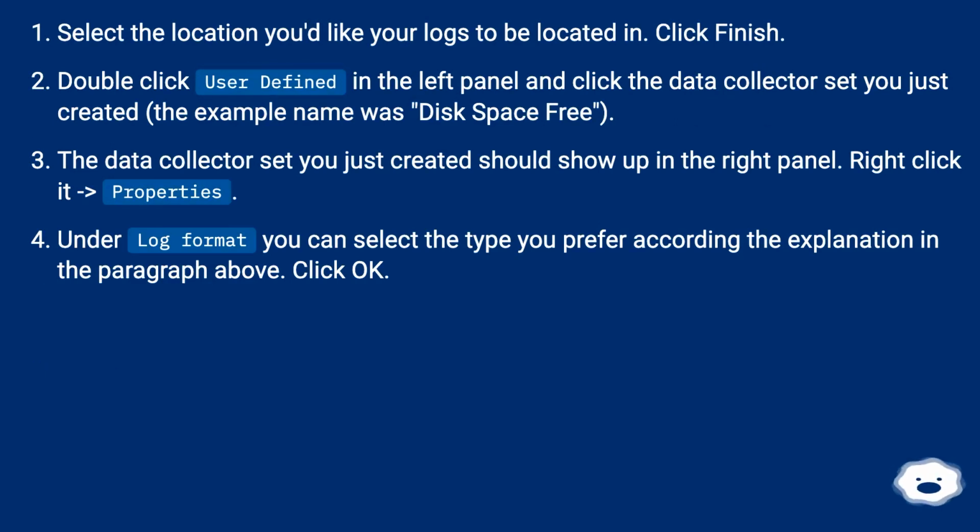Double-click User Defined in the left panel and click the data collector set you just created. The example name was Disk Space Free. The data collector set you just created should show up in the right panel. Right-click it, Properties. Under Log Format you can select the type you prefer according to the explanation in the paragraph above. Click OK.